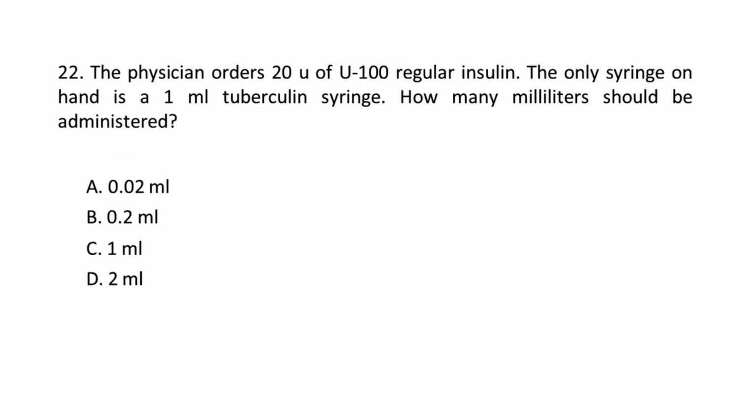22. The physician orders 20 U of U100 regular insulin. The only syringe on hand is a 1 milliliter tuberculin syringe. How many milliliters should be administered? A. 0.02 milliliters. B. 0.2 milliliters. C. 1 milliliter. D. 2 milliliters. The answer is B. 0.2 milliliters.